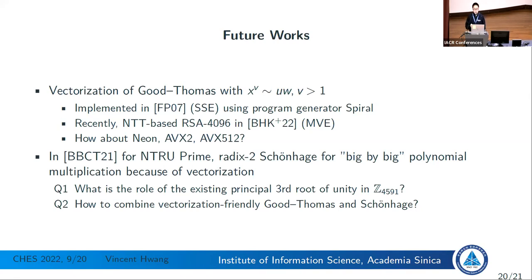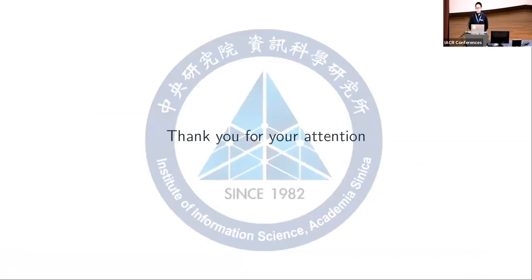Next, another future direction is to explore the vectorization for multiplying bit by bit polynomials in NTRU Prime. In BBCT21, the authors proposed radix 3 Schoenhage for vectorization. Now we want to know what is the role of the already existing roots of unity and how to combine the vectorization friendly Good-Thomas FFT and Schoenhage. Thank you for your attention.